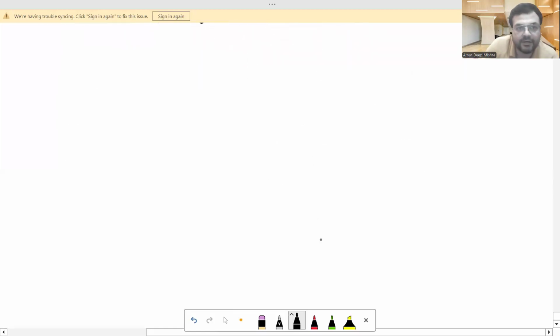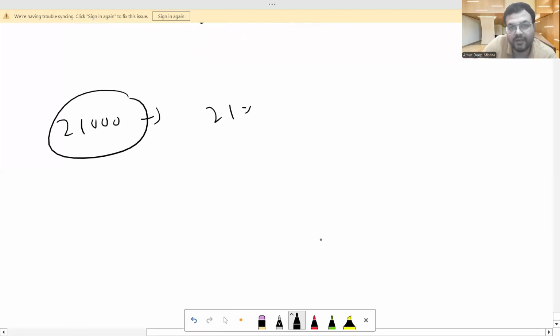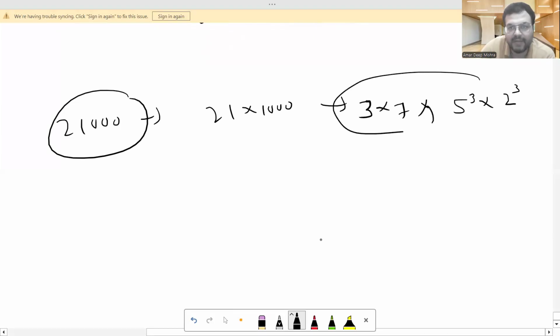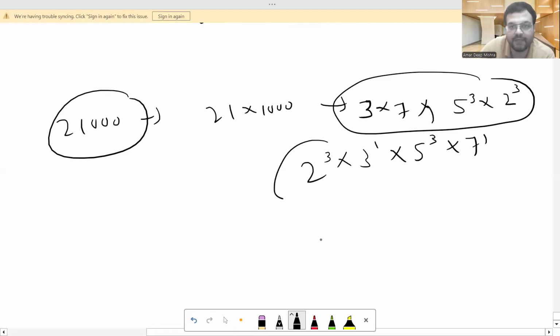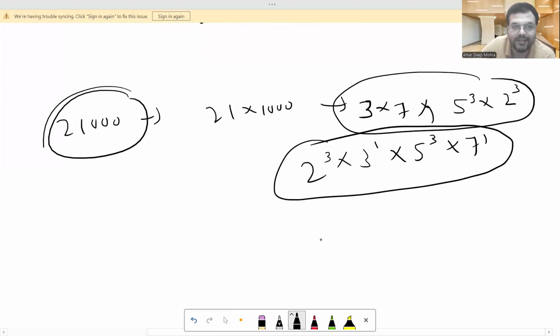Let's say I have 21,000. Okay. But 21,000 means what? 21 into 1,000. 21 is what? 3 into 7. 1,000 means what? 1,000 is your 5 cube into 2 cube. Okay, we have found this already. Now, the prime factor format for this is 2 cube into 3 power 1 into 5 cube into 7 power 1. This is the prime factor format for 21,000.